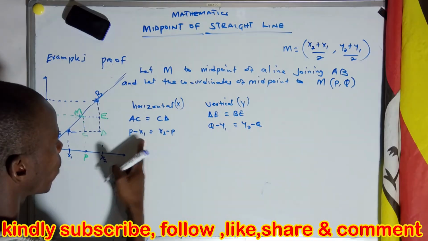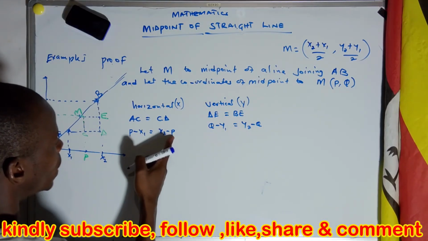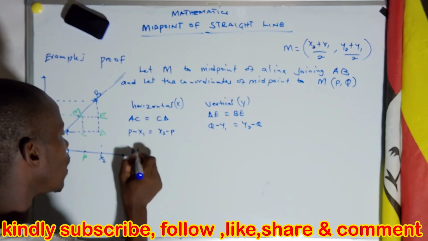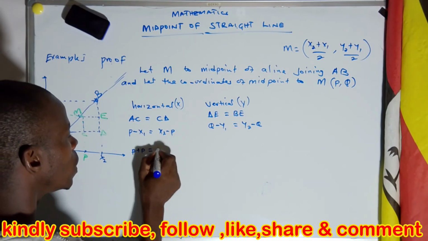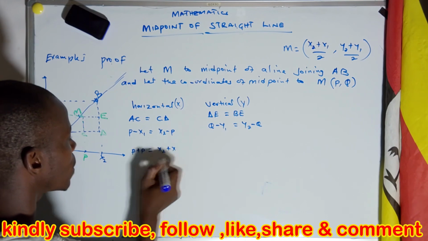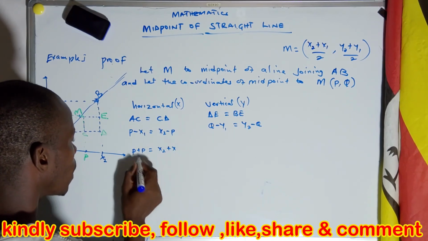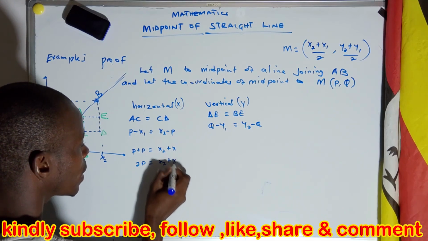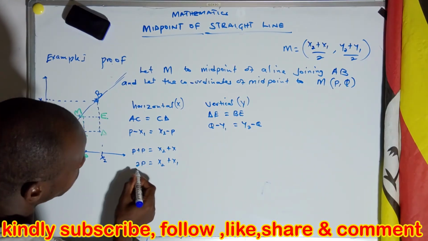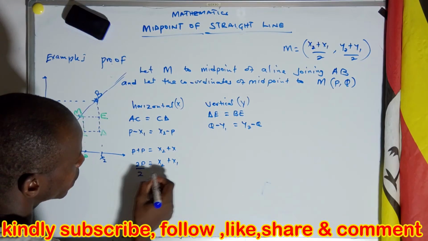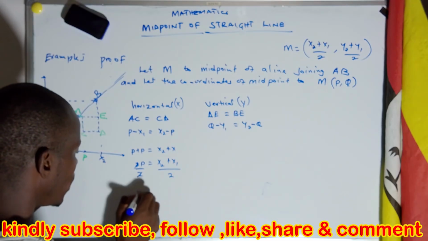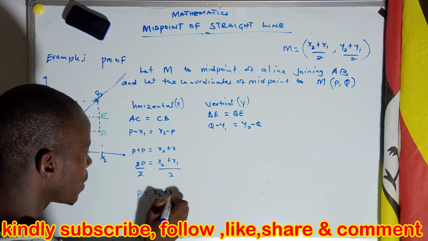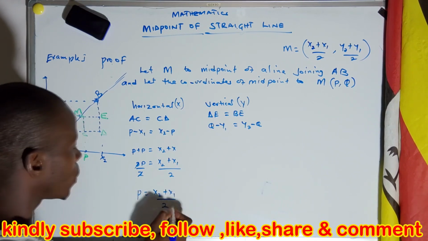We're going to collect like terms together here, to bring P this side, X this side. P plus P is equal to X2 plus X1. We get 2P is equal to X2 plus X1. We divide both sides by 2 to make P the subject. Remember, P is equal to X2 plus X1 out of 2.